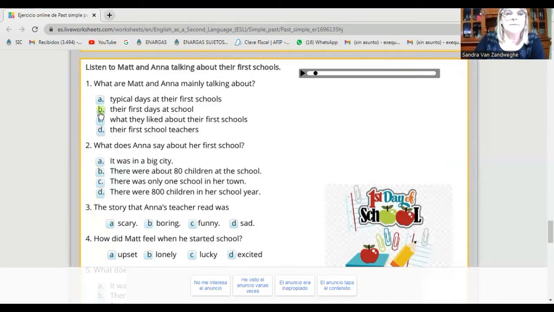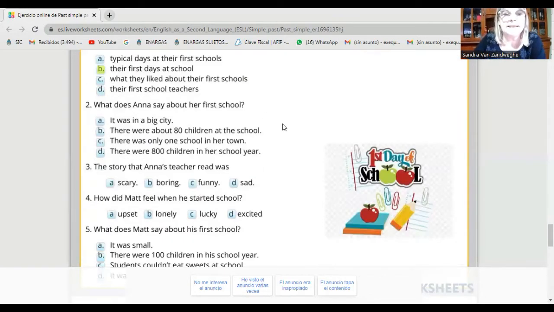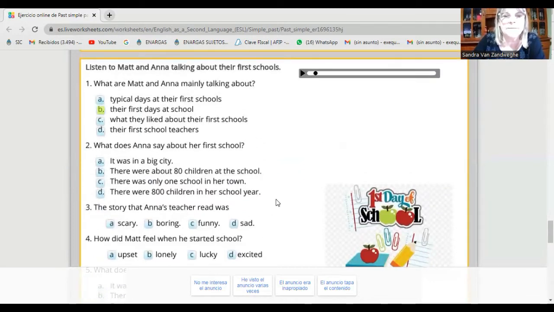So, van a estar hablando sobre... ¿Qué pasó? Ahí está. Their first day at school, ¿ok? La primera ya la tenemos. Vamos a ver qué es lo que dice sobre la escuela.